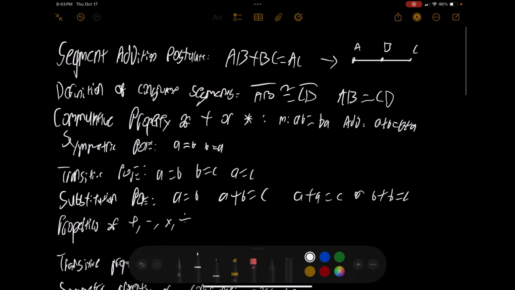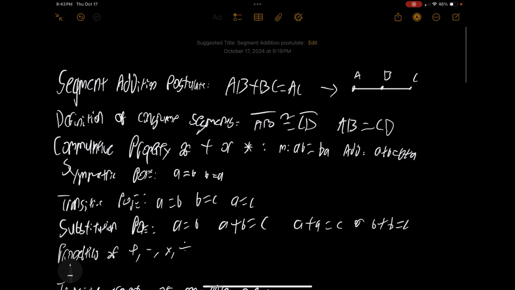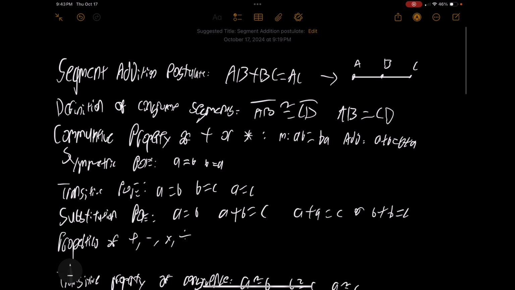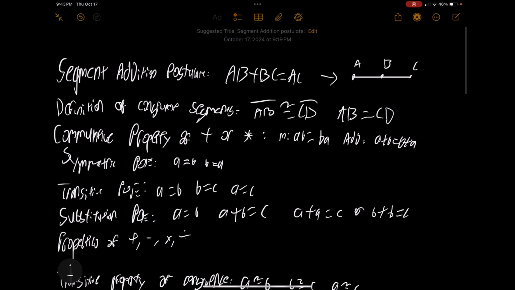So in front of me I have a list of all the properties you'll need to know for proving line segments, and most other proofs too. Line segments and angles are going to be mostly the same thing. For angles there are some differences. For example, instead of saying segment addition postulate, you say angle addition postulate. But we'll go into more depth on that when we get to angle proofs. So let's go through all of these.